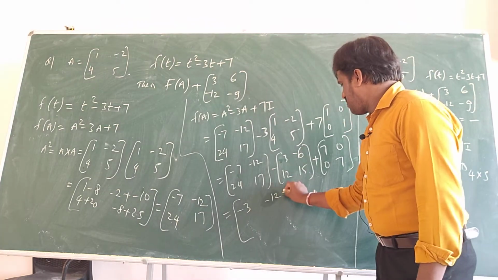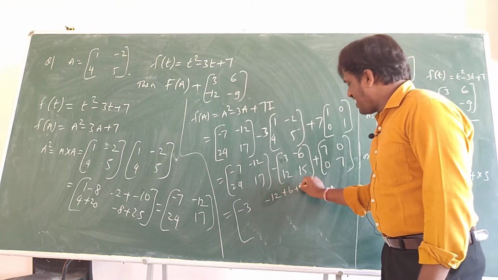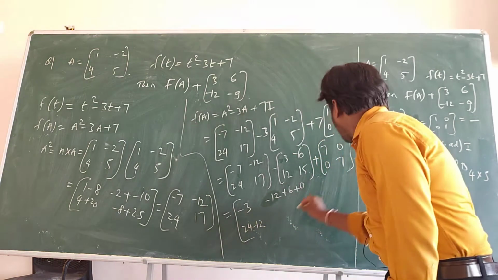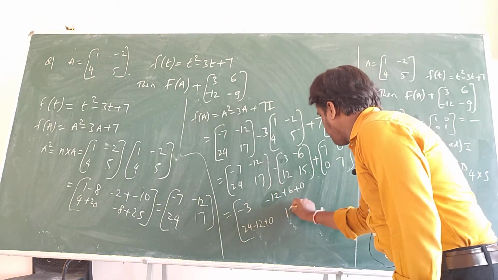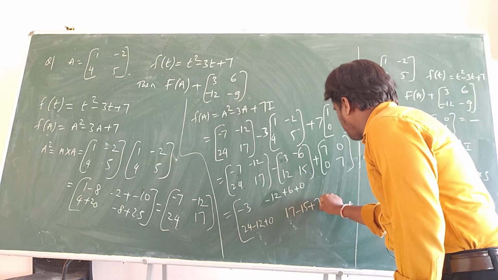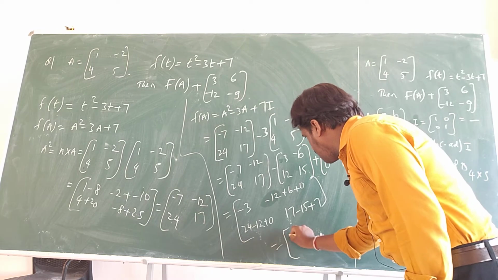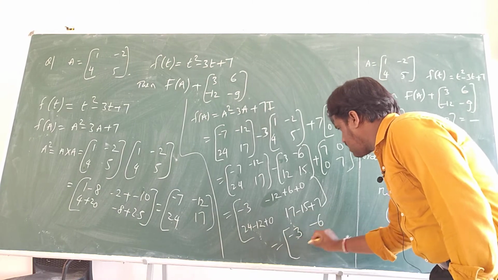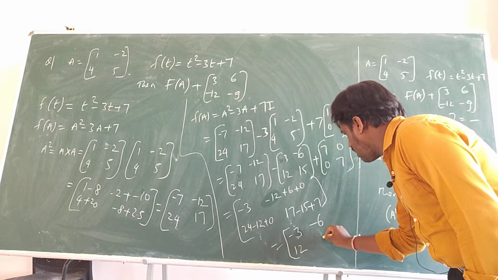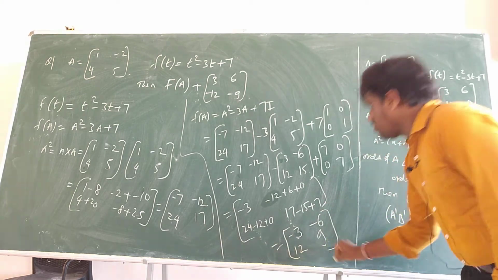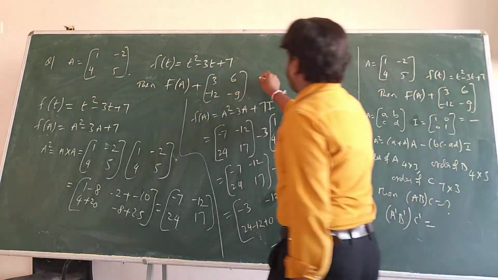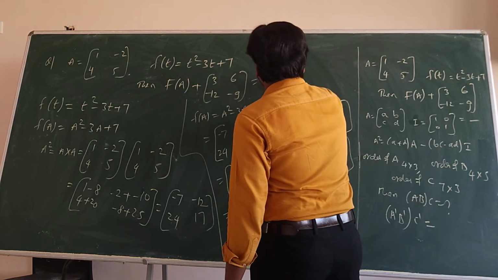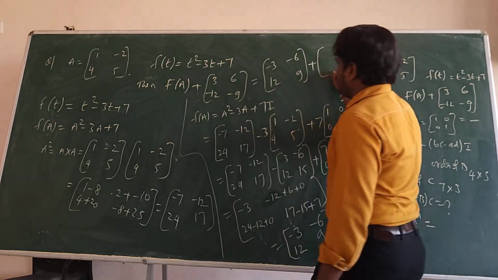Minus 12 plus 6 plus 0. I'll write 24 minus 12 plus 0. Right. 17 minus 15 plus 7. So finally you are getting how much? Minus 3, minus 6, 12, 9. So this is what you got. My final answer will be what? The answer will be minus 3, minus 6, 12, 9 plus this one.